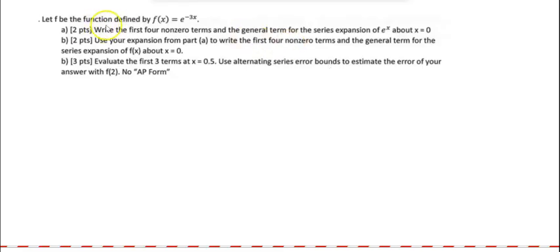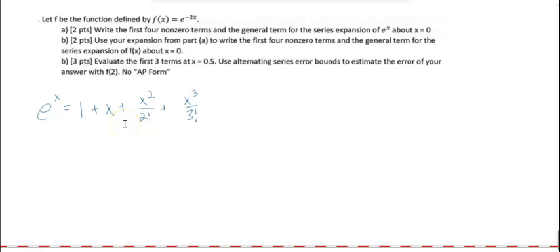All right, so f is the function defined by f of x equals e to the negative 3x. I want to write the first four non-zero terms and the general term for the series expansion of e to the x. So we've talked about this. We know, or you should know, that e to the x is 1 plus x plus x squared over 2 factorial plus x cubed over 3 factorial, plus it keeps going on and on like that. But look, this says the first four non-zero terms. So 1, 2, 3, 4 terms. So that's all we got to do.